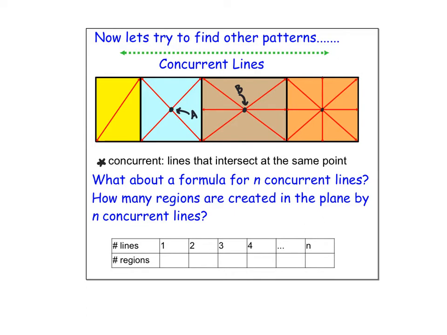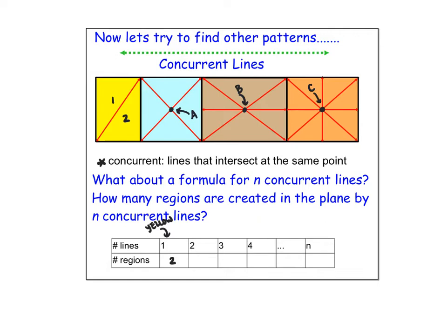I have 4 red lines in the orange box. They are concurrent at point C. Let's find a formula for n concurrent lines. Okay, so how many regions are created in the plane by n concurrent lines? So in the yellow region, how many different regions are formed? Well, I've got 1 region and I've got 2 regions. So that one line creates 2 regions.